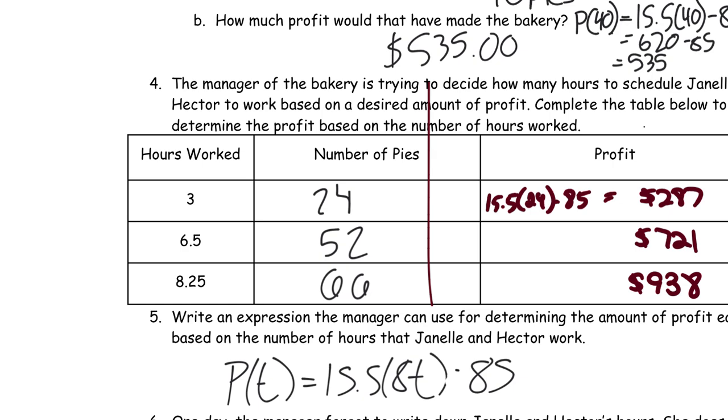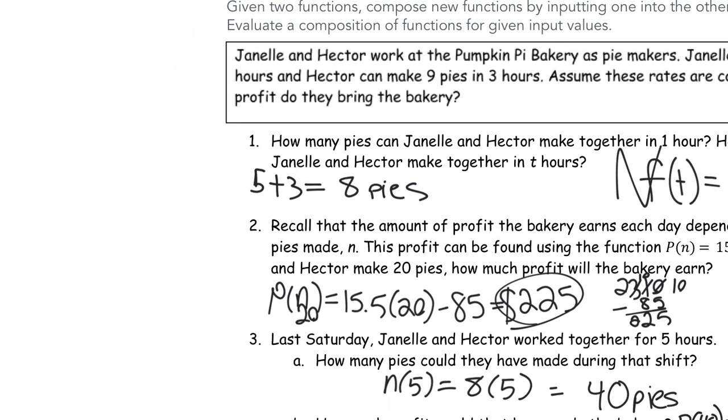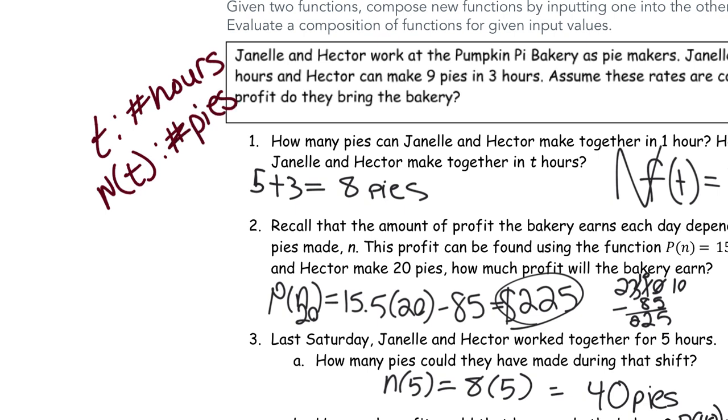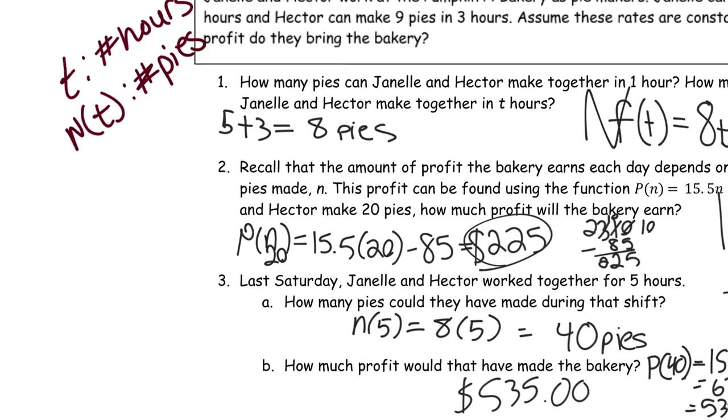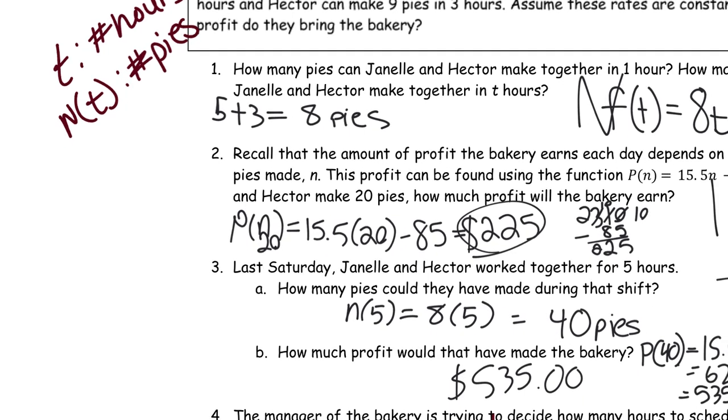Okay, so if we go back to this beginning, we got some t, but we don't have a definition for t. What does t represent? Number of hours. So then we have n of t. What does n of t represent? Number of pies. Okay, so then we went on and we did this p of n, right?